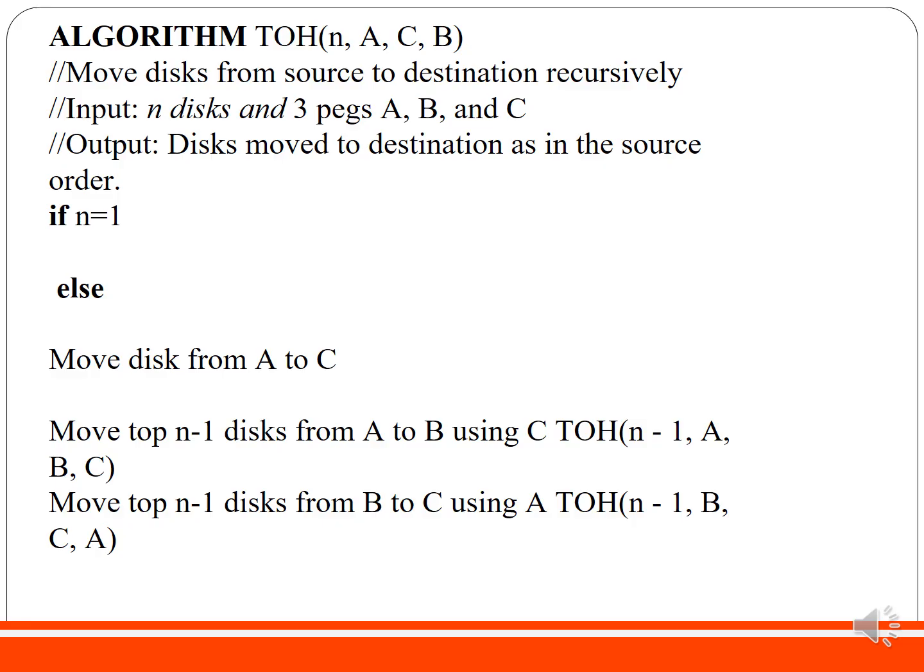So this is the Towers of Hanoi algorithm. It works as follows. If only one disk exists, move it directly from source to destination. Otherwise, move the top n minus 1 disks from source to auxiliary. Move the largest disk to the destination. Finally, move the n minus 1 disks from auxiliary to destination. Each recursive call solves a smaller version of the same problem.